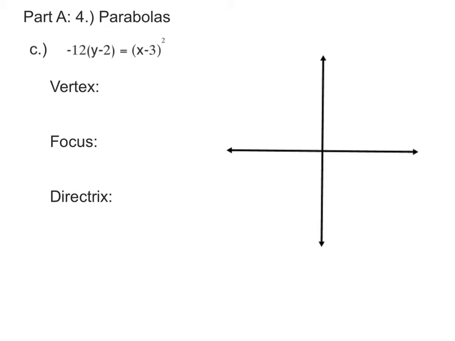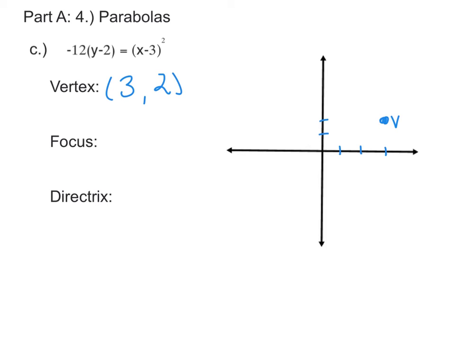One more time. This time we'll have -12 times y minus 2 is equal to the x minus 3 being squared. So the vertex comes from the x and the y. Notice that the x and the y are switched around. So the x coordinate, since it says x minus 3, is going to be positive 3. And the y coordinate, since it says y minus 2, is going to be positive 2. So 1, 2, 3, and up 2. That is where the vertex is going to be.